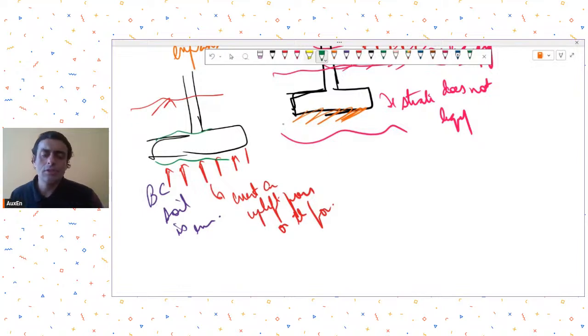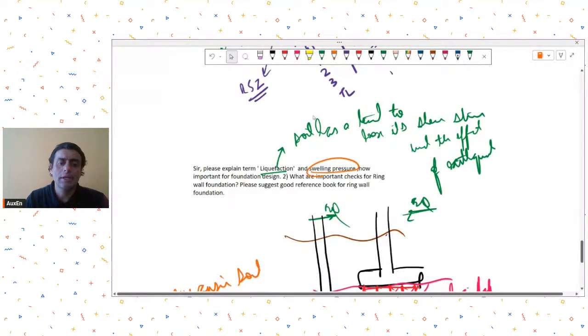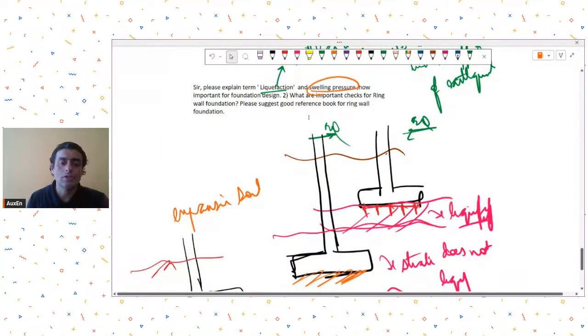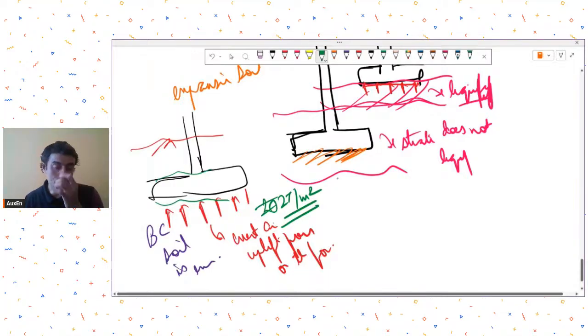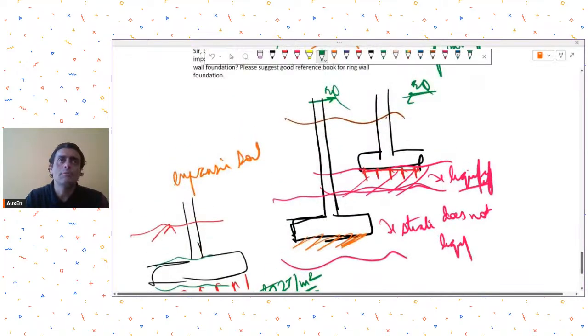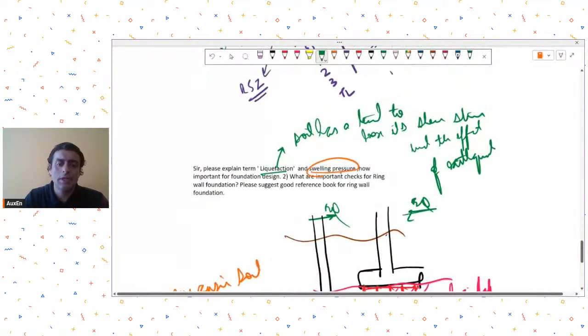So these kinds of things you have to do, especially in BC soils, black cotton soils, because they are expansive in nature and they apply large swelling pressures. The swelling pressures can be as high as around 2 tons per square meter, which means 20 kilonewton per square meter pressure can act due to the swelling.